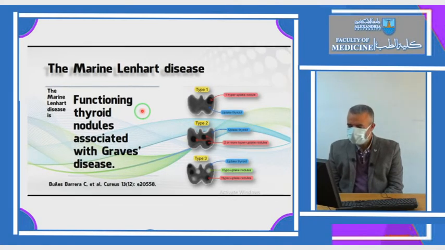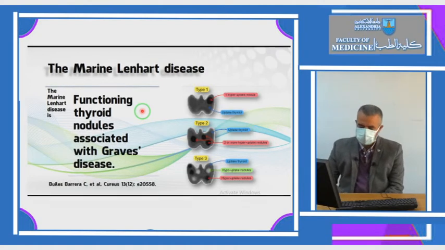And actually it can be reclassified into subtypes. Type 1, where you have one hyperfunctioning nodule along with Graves. We have the type 2, where you have multiple hyperfunctioning nodules along with Graves. And we have the type 3, where you have a number of hyperfunctioning and hypofunctioning nodules on a background of Graves.